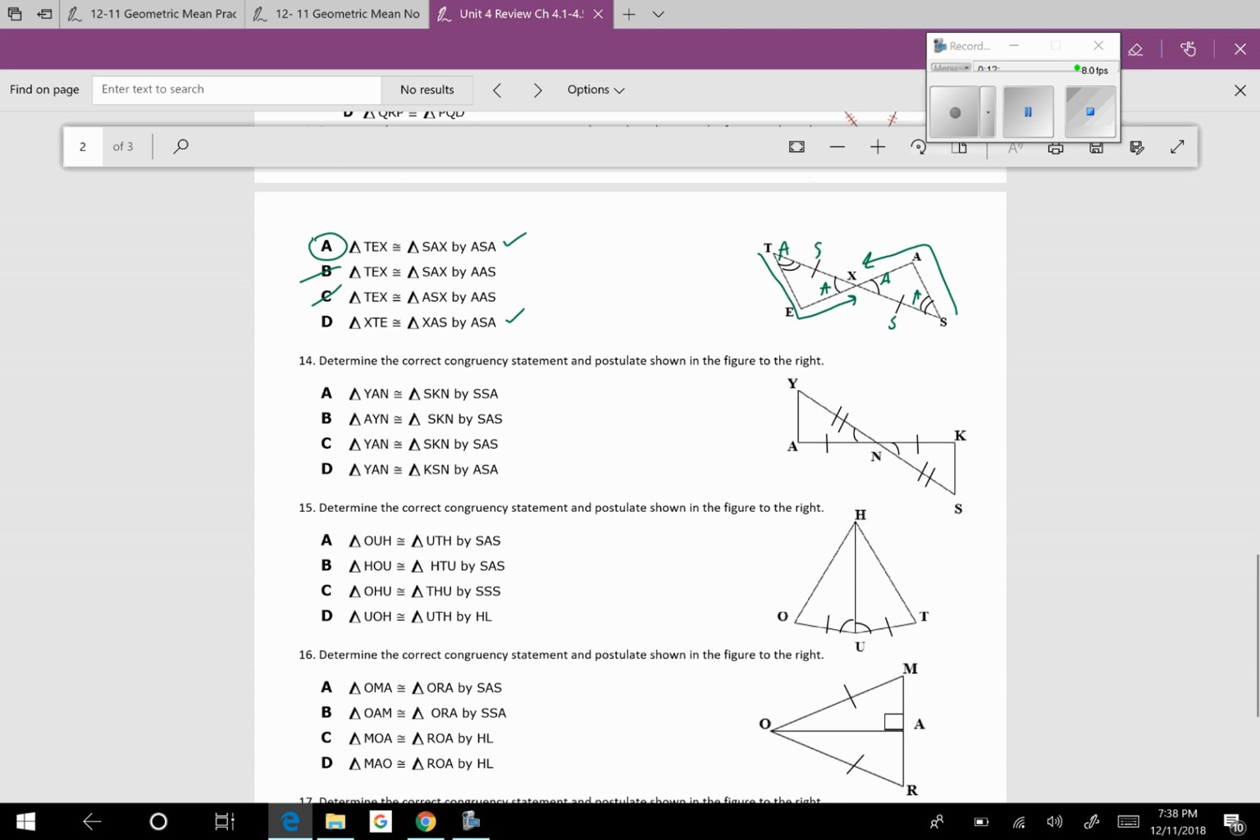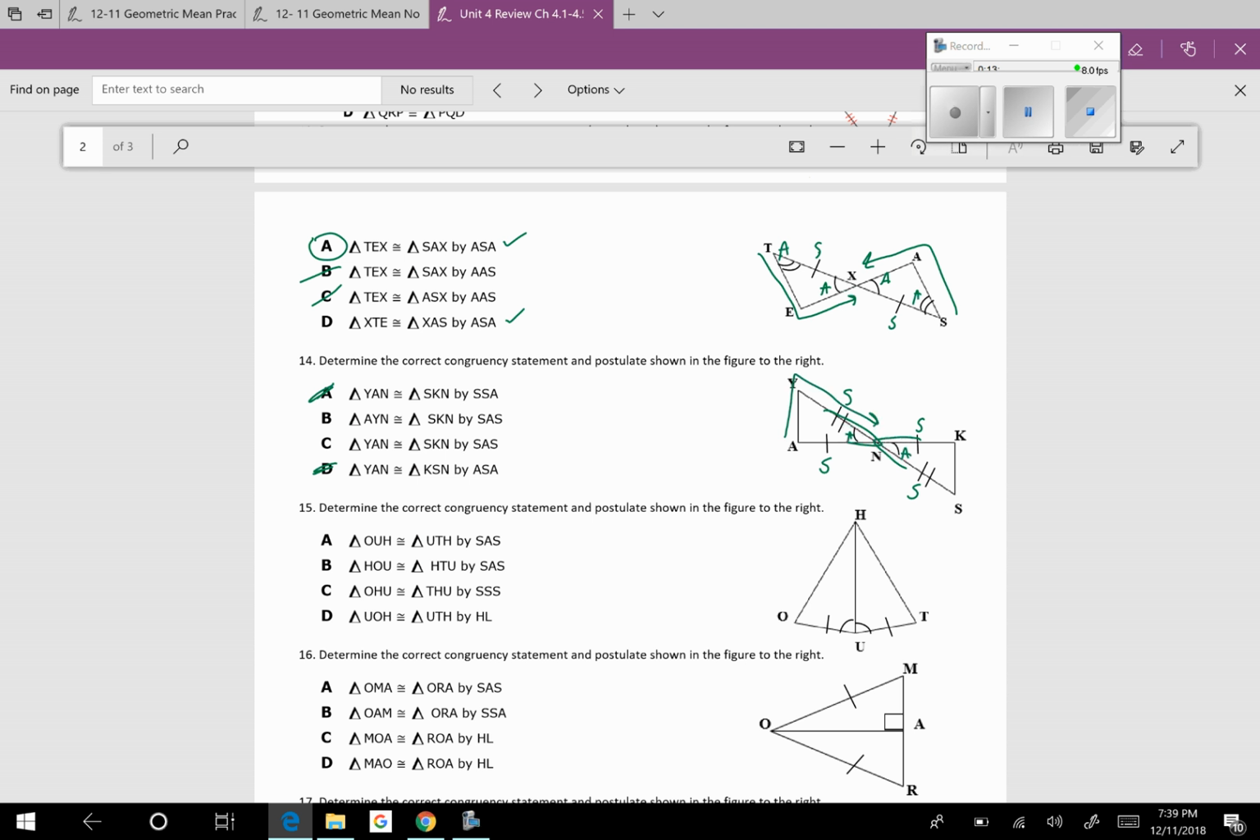Okay, number 14. It says determine the correct congruency statement in the postulate shown for the figure in the right. So this one we have a side and an angle and then a side. Let's see, we have a side, an angle, and a side. So side, angle, side, because our angle is right between the two sides. So side, angle, side. So we can get rid of A and we can get rid of D. So now we just look at the letters. A-Y-N to S-K-N.